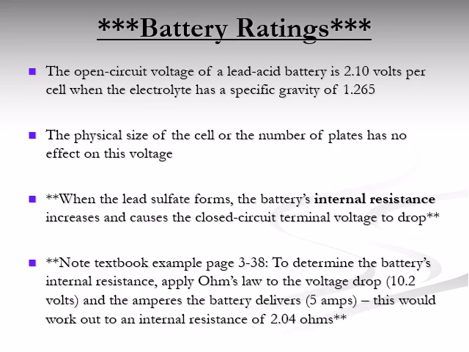In rating a battery, each cell has an open circuit voltage of 2.1 volts. Internal resistance increases when lead sulfate forms. Use Ohm's law to calculate internal resistance during discharge.